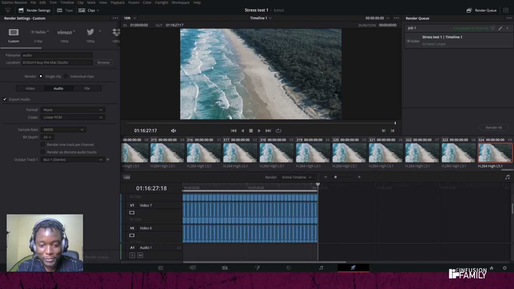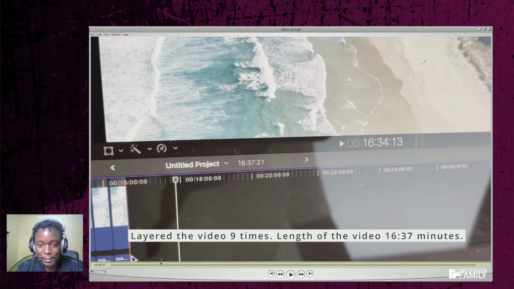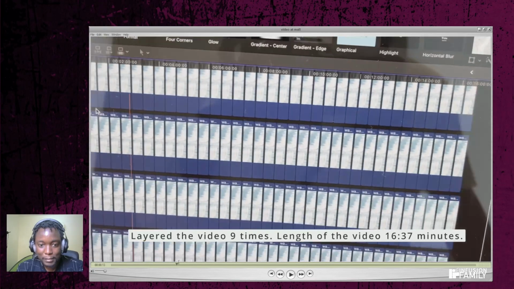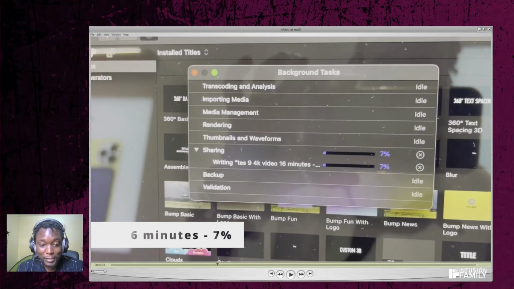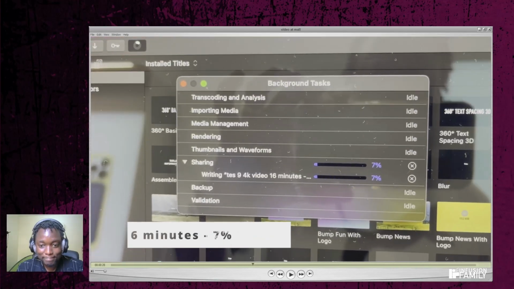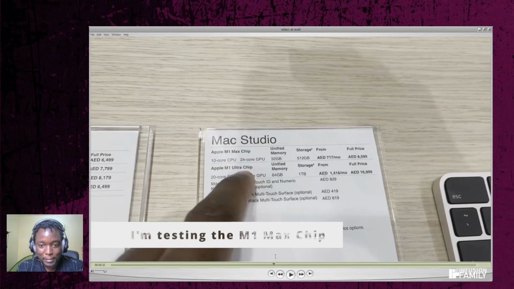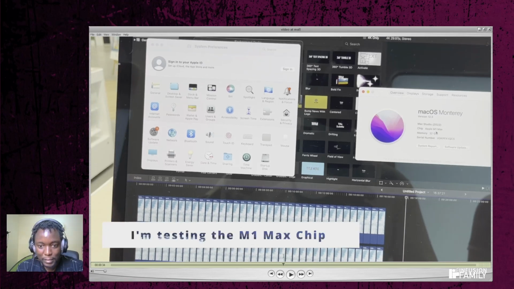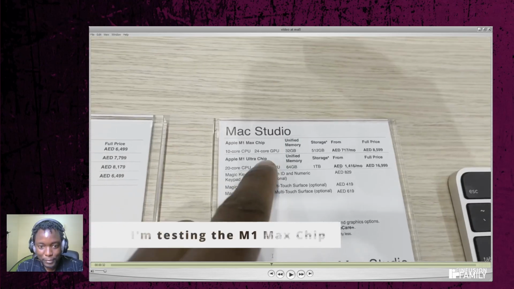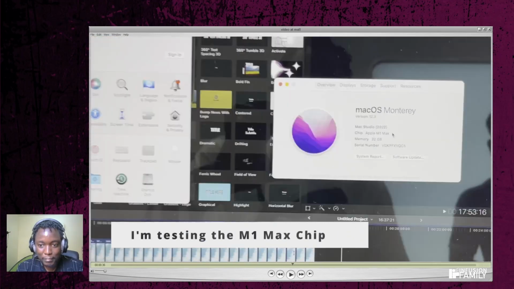Let's head over to the M1 Max. You can see it's 16 minutes, right? 16 minutes there, layered it. And then in 6 minutes in, it was at 7%. You can see it's the M1 Max chip, right? I'm testing the M1. There it is. Yes, there it is, 32 gigs memory. Let's go back here, make sure. 10 core CPU, 24 GPU, 32 gigs of memory.